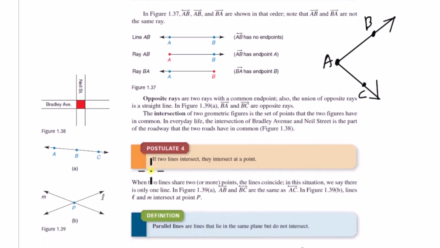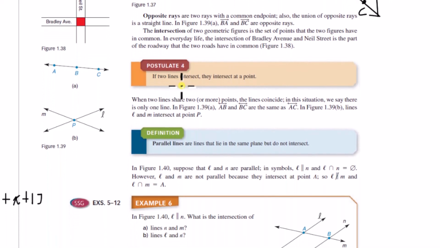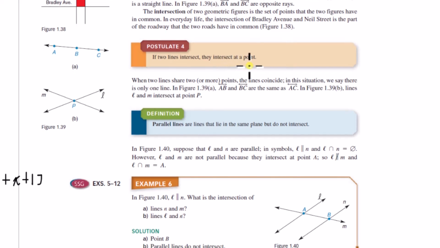All right. Postulate 4: if two lines intersect, they intersect at a point. Okay, that's interesting. They don't intersect at a plane. They intersect at a point. Intersection of two lines, if they intersect, is at one point. When two lines share two or more points, the lines coincide. In this situation, we say there is only one line.